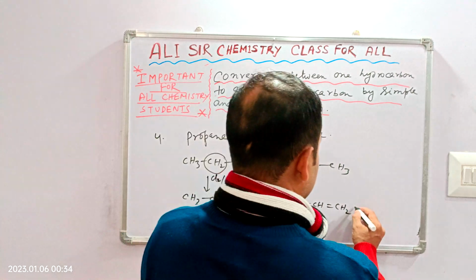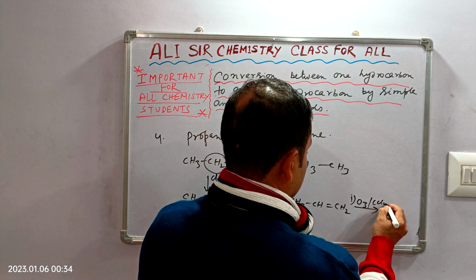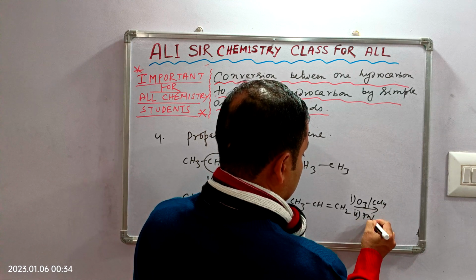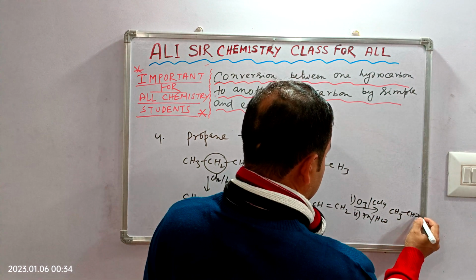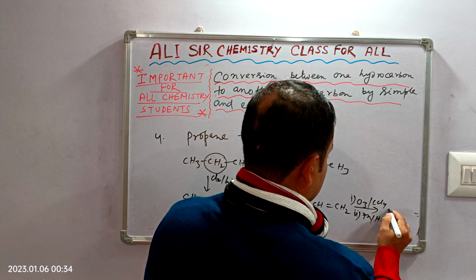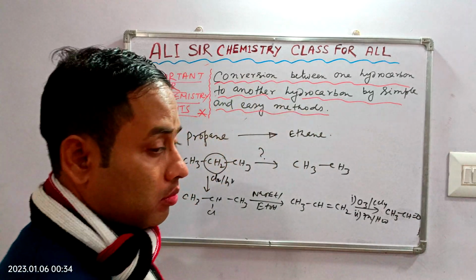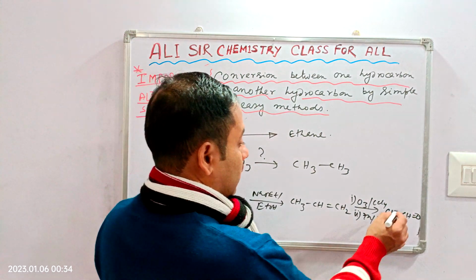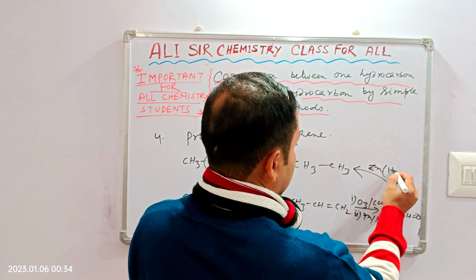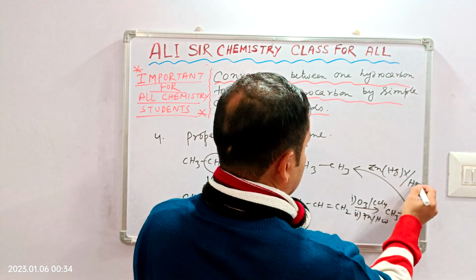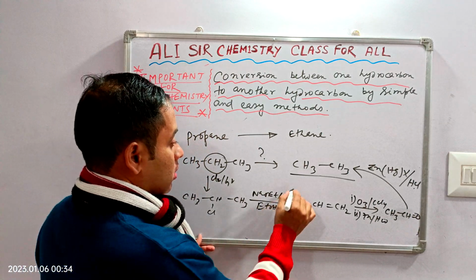And again use ozonolysis, O3, CCl4, zinc, water. What will we get? We will get 2 products, but one of them is acetaldehyde. So again you use Clemmensen reduction, zinc amalgam, HCl, and we get the desired compound, which is ethane.